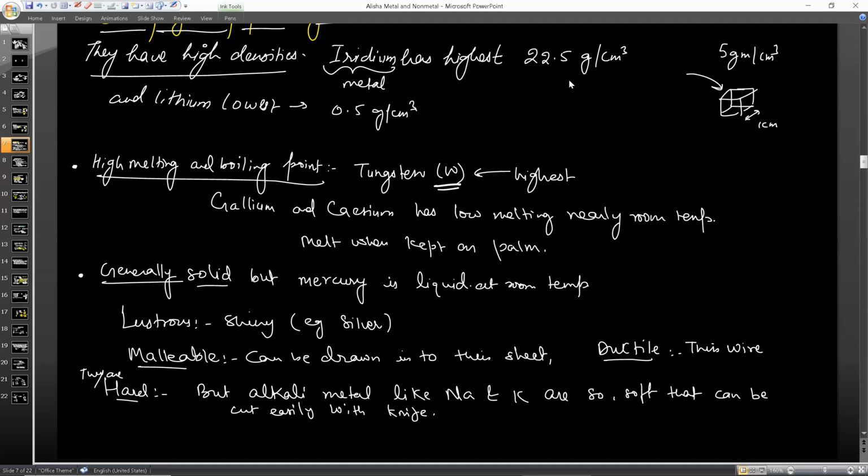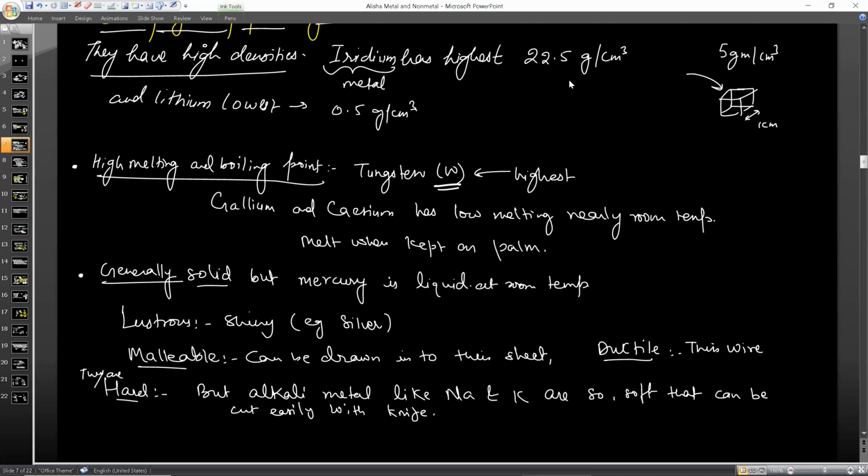Even if you have 3 liters of water, 3 kg of water, and you take the same amount of the same substance as iridium, it will be approximately 67.5 kg. So 3 and 67.5 is a very big difference. Iridium has the highest density because the particles of iridium are heavier and very tightly packed.